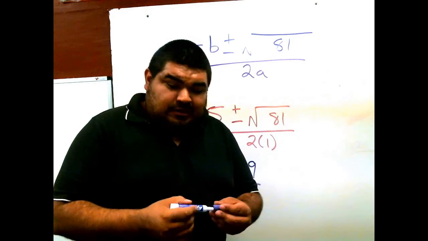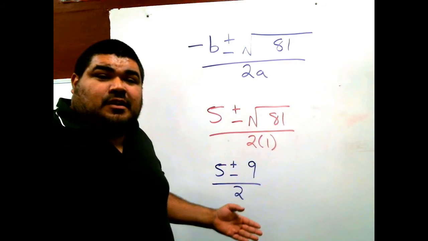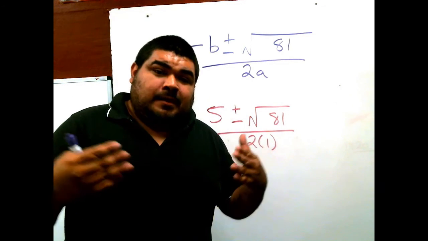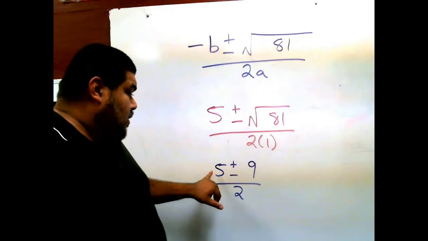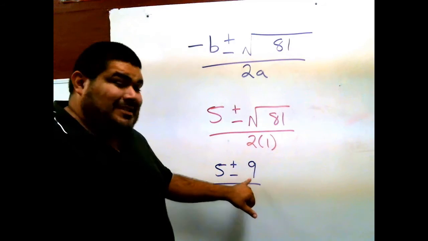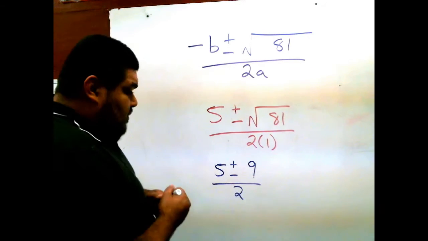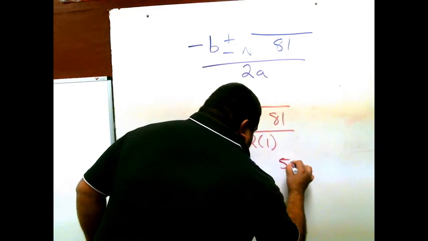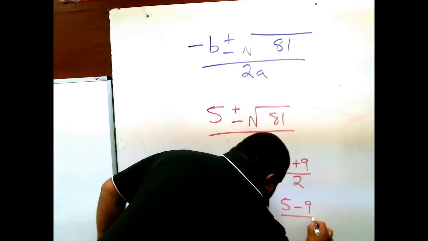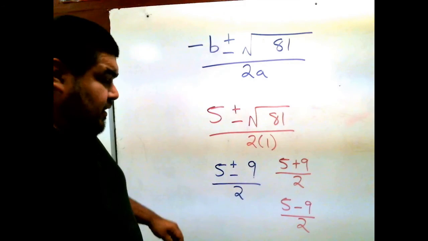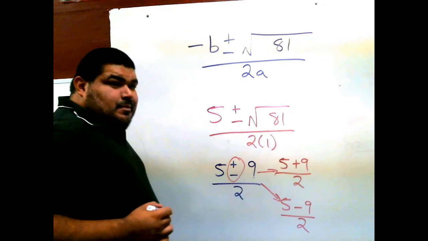Okay? We're almost done now. I know it's a little bit of work, but now all we need to do is just solve for this. You might ask yourself, how do you solve for it? The way you solve for it is, we have to break it down into two different problems. One with 5 plus 9 and one with 5 minus 9 over 2 on both of them. Okay? So we have one problem that is 5 plus 9 over 2, and the one that has 5 minus 9 over 2. Because we're trying to get rid of the plus minus.